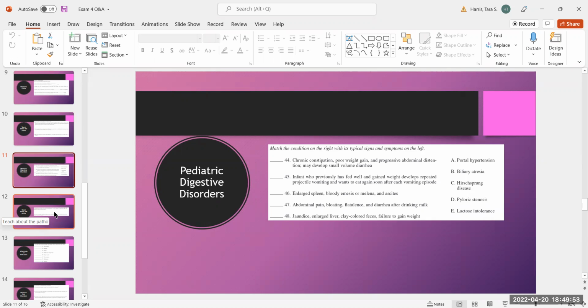So you have a pediatric patient that has chronic constipation, poor weight gain, a progressive abdominal distension, and may develop small volume diarrhea. Which condition would that be? Biliary atresia, Hirschsprung's, pyloric stenosis, or lactose intolerance? Hirschsprung disease. Very common in Hirschsprung's.